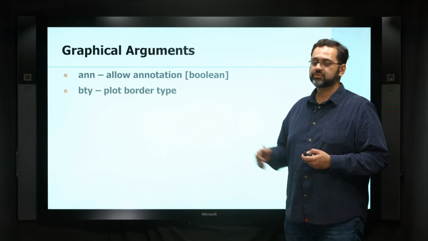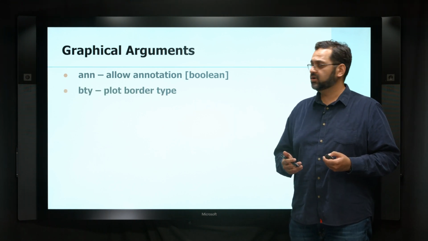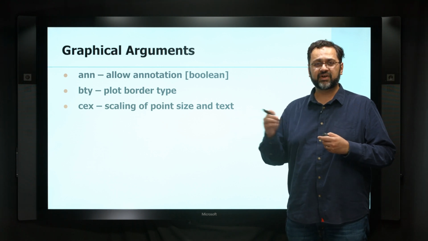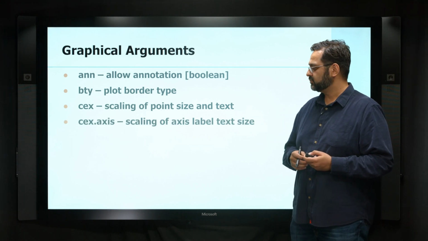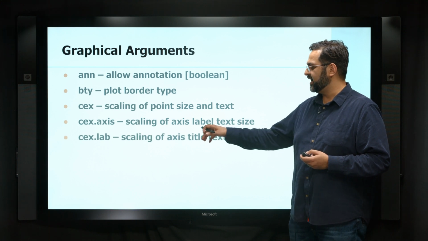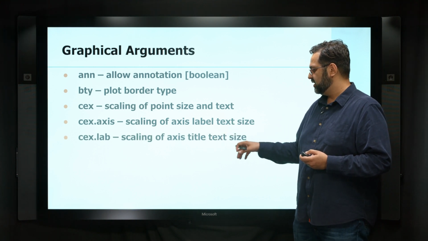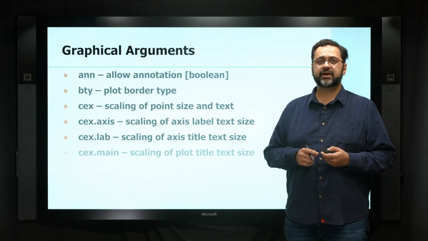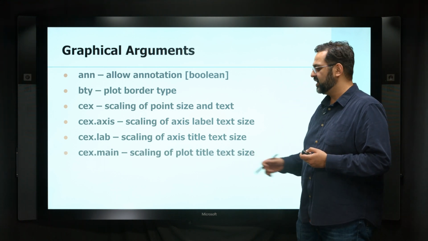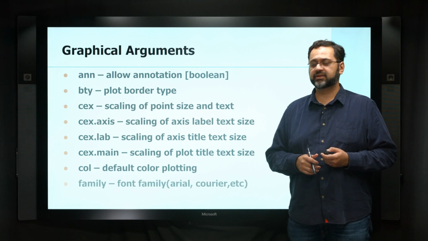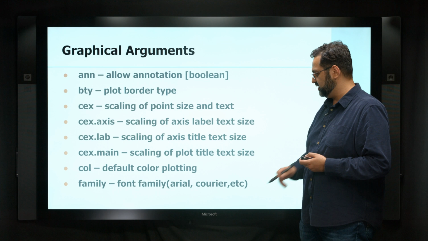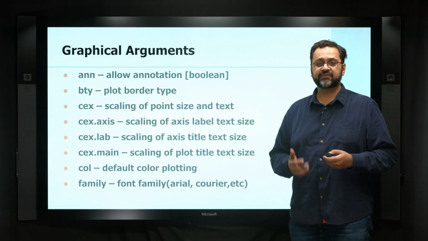You can tell it to describe the different types of border that you want around the plot. You can scale the size of the font, the labels on the axes, or the labels in the title, to change those specifically. And then of course the main title as well, and the coloring, if you want to specify which color you want the plots to be. Also you can change the font.